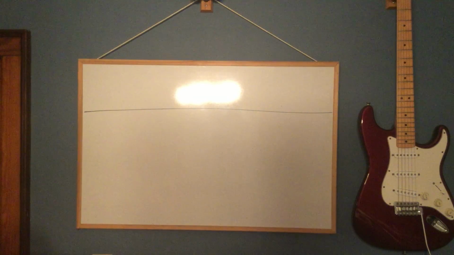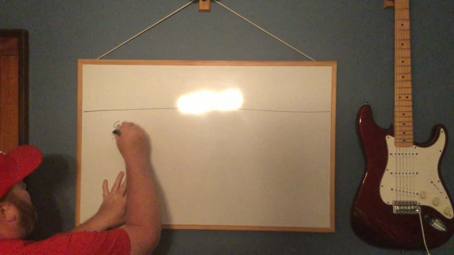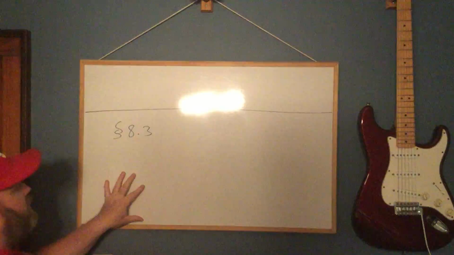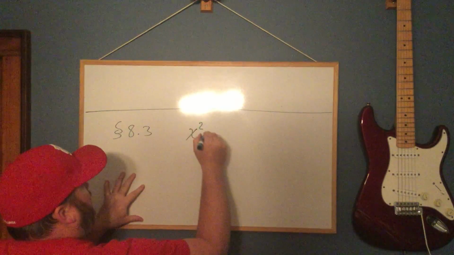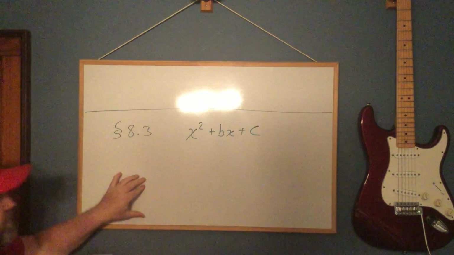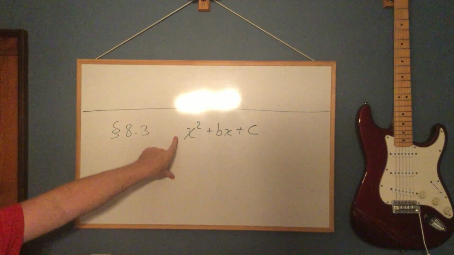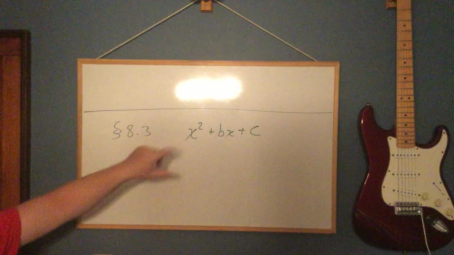But we're going to have section 8.3, and that's where we learn how to factor quadratics of the form x squared plus bx plus c. Notice there is no a right here. In other words, the leading coefficient is always going to be equal to 1.